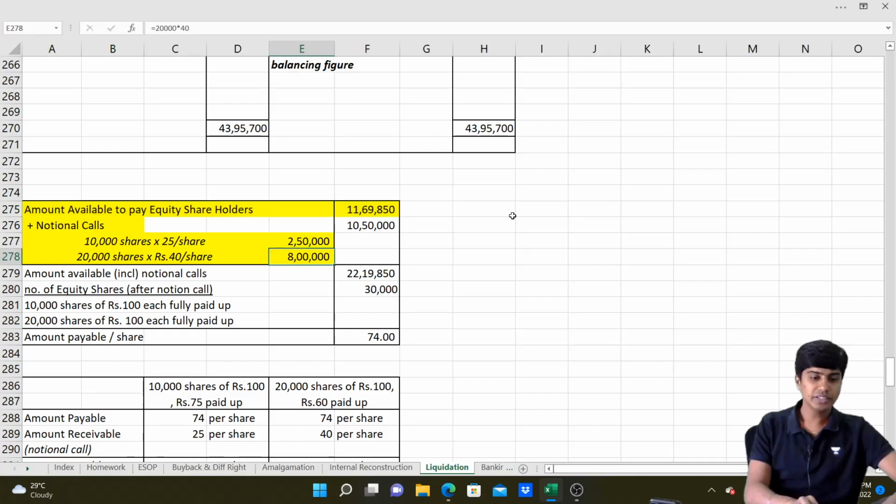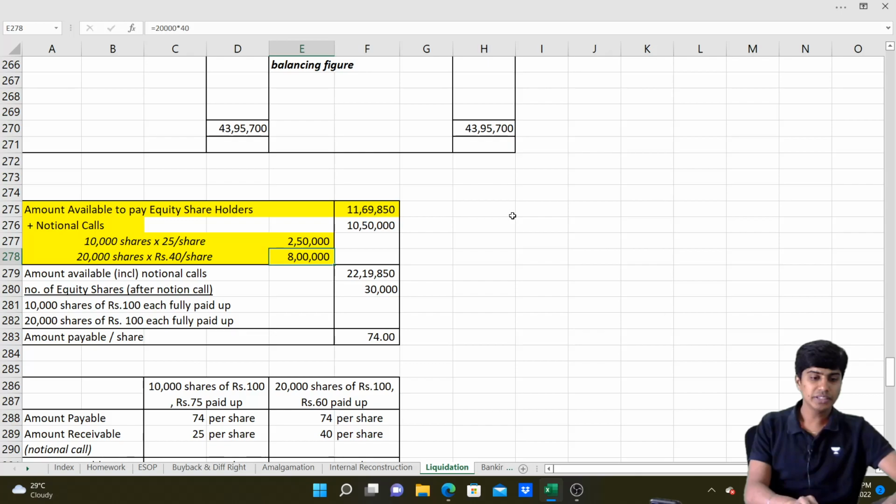If I add this 8 lakh plus 2 lakh 50,000, 10 lakh 50,000 is the new cash that I have with me, which I am going to mix with my 11 lakh 69,850, together bringing the amount to 22 lakh 19,850. So this is the amount available including notional calls. You get that? So number of equity shares after notional call is all the shares are of rupees 100 each. So 10,000 shares of rupees 100 each fully paid up, because we made a notional call of 25. And 20,000 shares of rupees 100 each fully paid up because again we made a notional call of 40 per share. So I can say totally number of shares is 30,000.